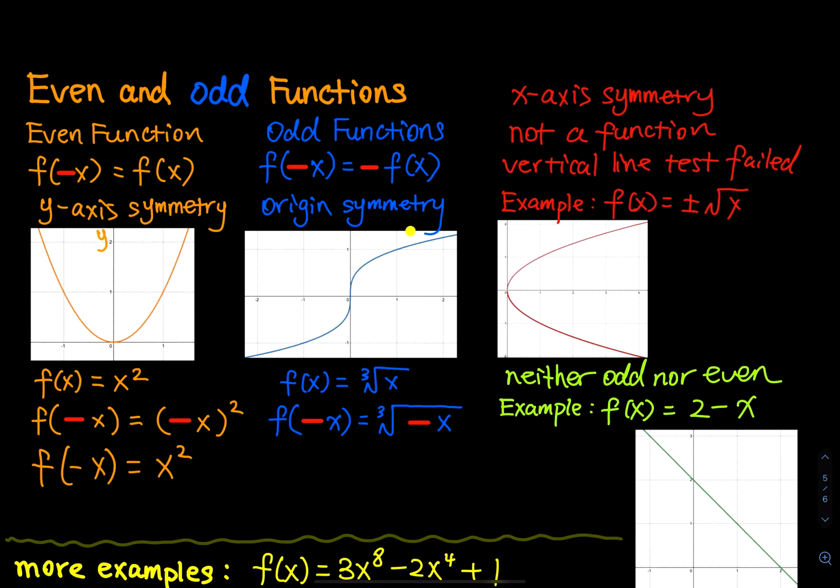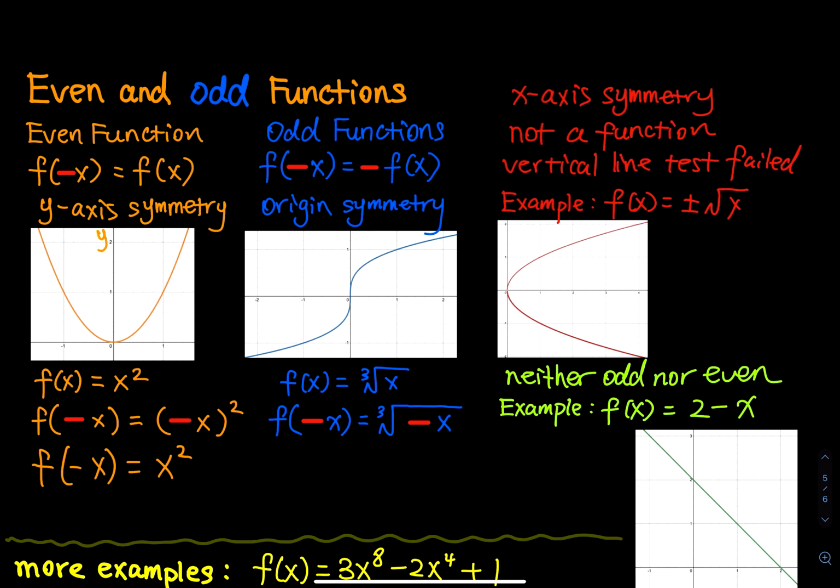Origin symmetry means the graph exists either in quadrants 1 and 3, like a diagonal, or in quadrants 2 and 4. For an even function, the graph exists either in quadrants 1 and 2, or in quadrants 3 and 4. The typical example of an odd function is f of x equals the cube root of x. Another good example is f of x equals x to the third power.